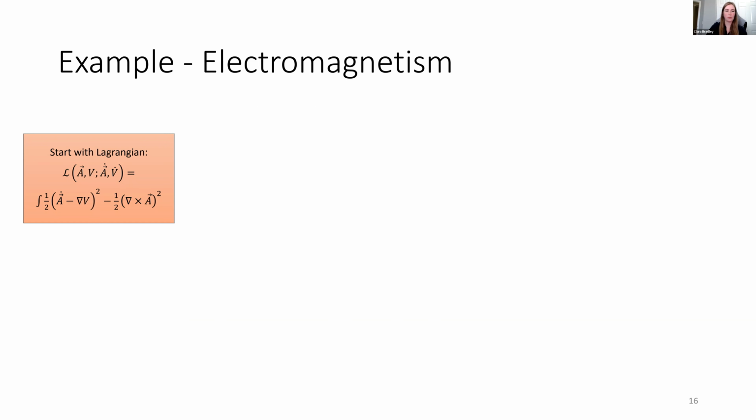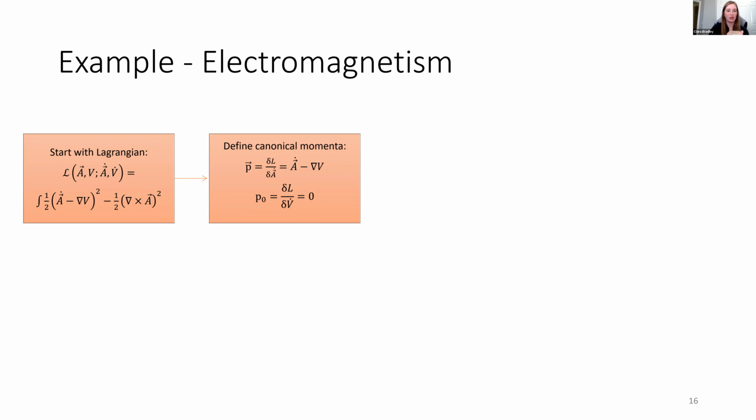So now with the Lagrangian, we can define the canonical momenta conjugate to the vector field A and the potential V. And what we find when we define the canonical momenta is that the canonical momentum conjugate to V is just equal to 0. And so this gives us our one and only primary constraint, that P0 is equal to 0.